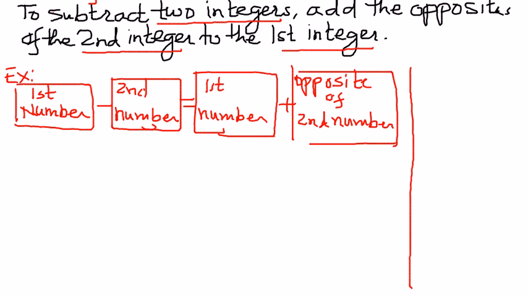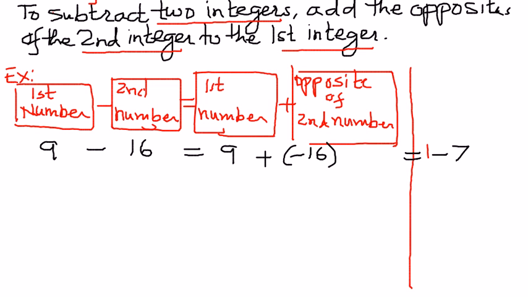Let us illustrate some examples here. Let's say we have the number 9 and we want to subtract 16 from 9. We write the first number as is, put the positive sign there, and write the second number as the opposite of the second number. The opposite of 16 is -16. Therefore, when we simplify, 9 plus -16 is equal to -7, and that is the result of 9 minus 16.